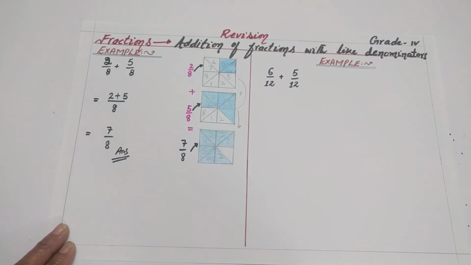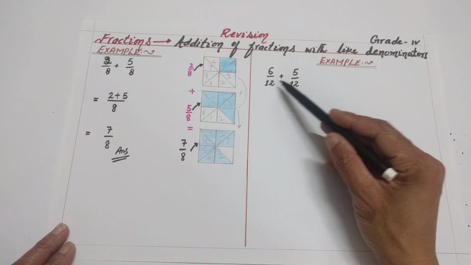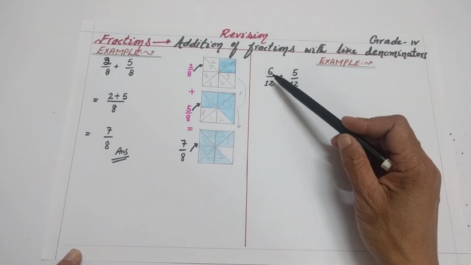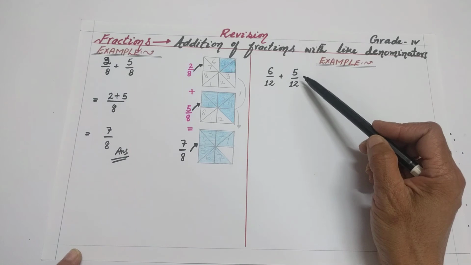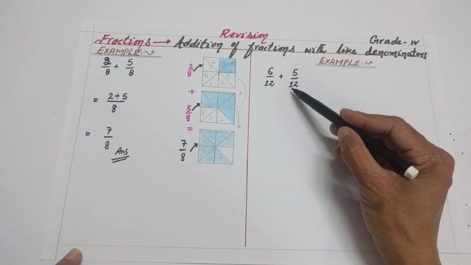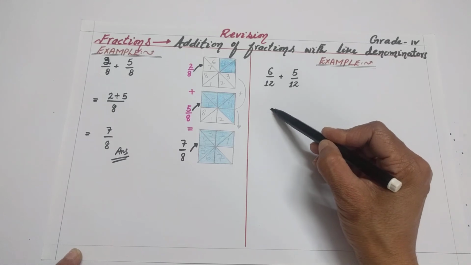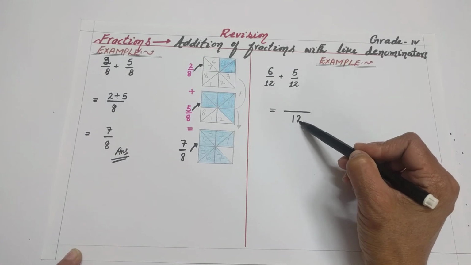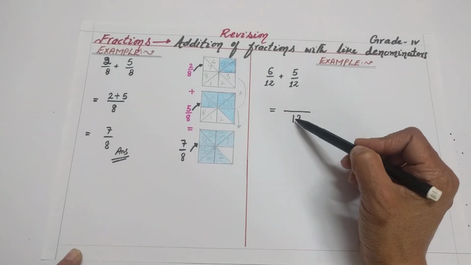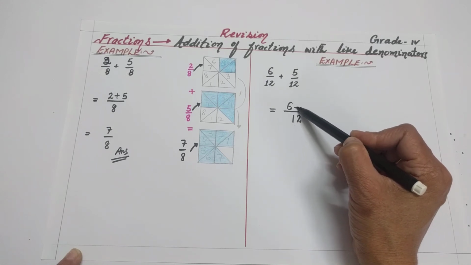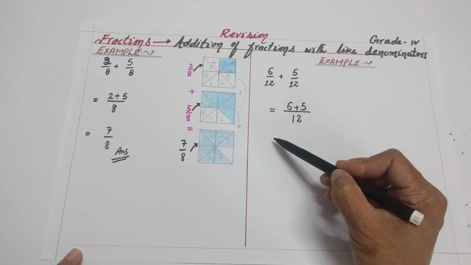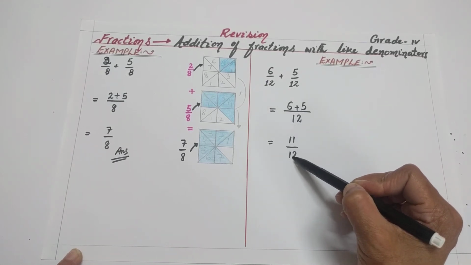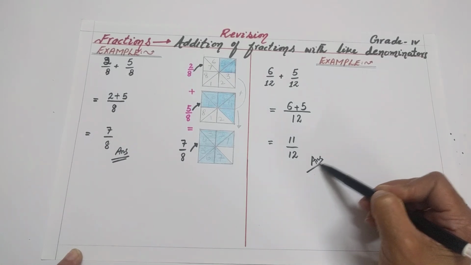Okay, same with the second example. I have one more example for you. In this example, the first fraction is 6 by 12 and the second is 5 by 12. 6 is the numerator, 12 is the denominator. 5 is the numerator, 12 is the denominator. As the denominator is same, you can easily add the numerators. So we will take 12 as a common denominator. 6 plus 5 is 11, and the denominator is 12. That is our required answer.